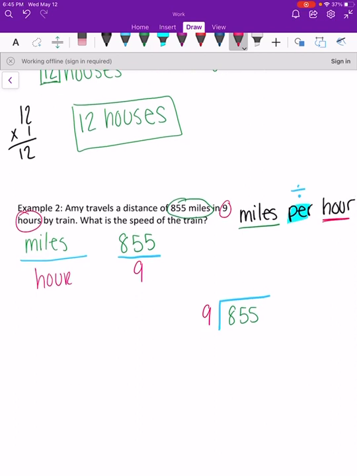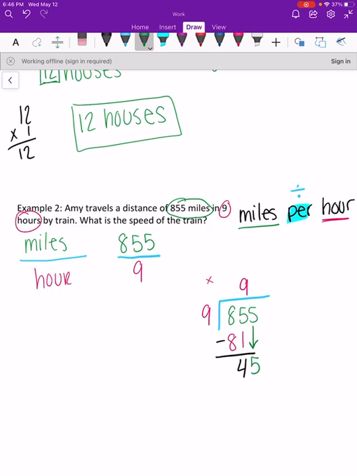Okay, 9 does not go into just 8, so we have to look at 85. 9 goes into 85. Well, 9 times 10 is 90. That's too big. 9 times 9 is 81. So it goes in 9 times. 9 times 9 is 81. So I'm going to subtract 85 minus 81, which is 4. We're going to bring down the 5.